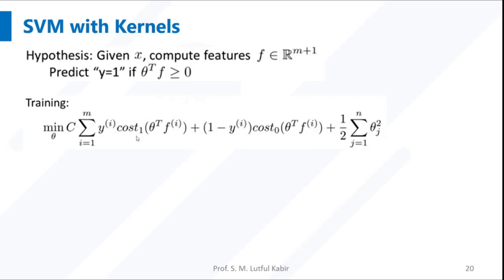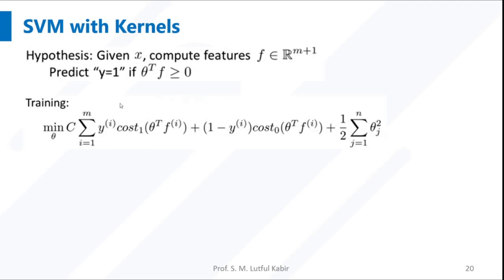This regularization term plus the minimum error term, multiplied by C, multiplied by A plus B, is your cost function that has to be minimized for theta. The principle of minimization is the same. That's why we are not discussing that one.